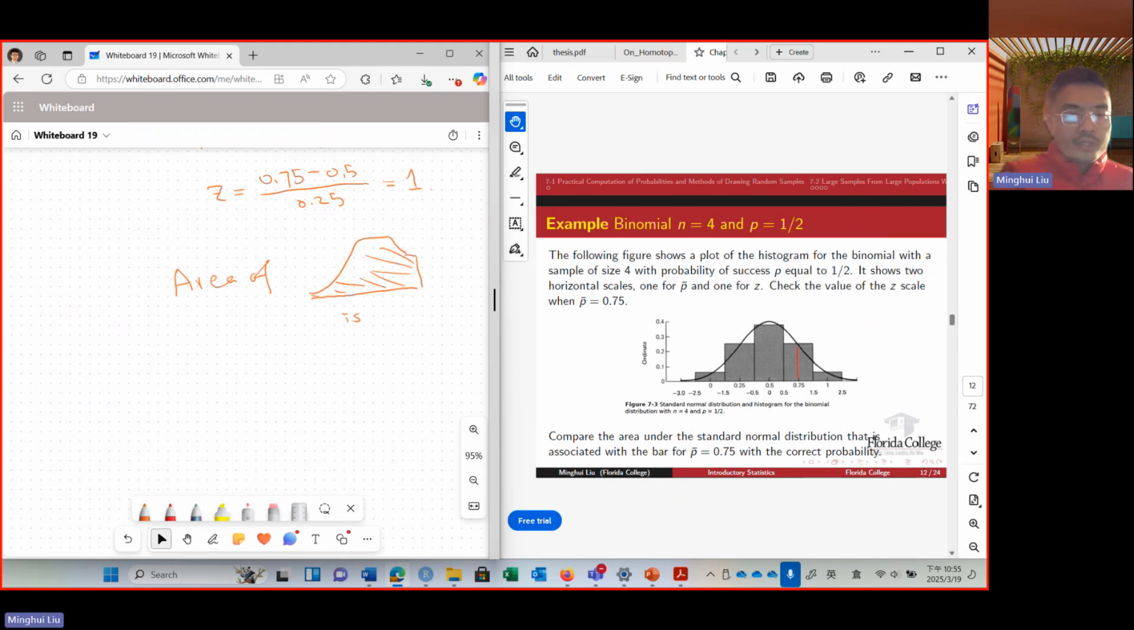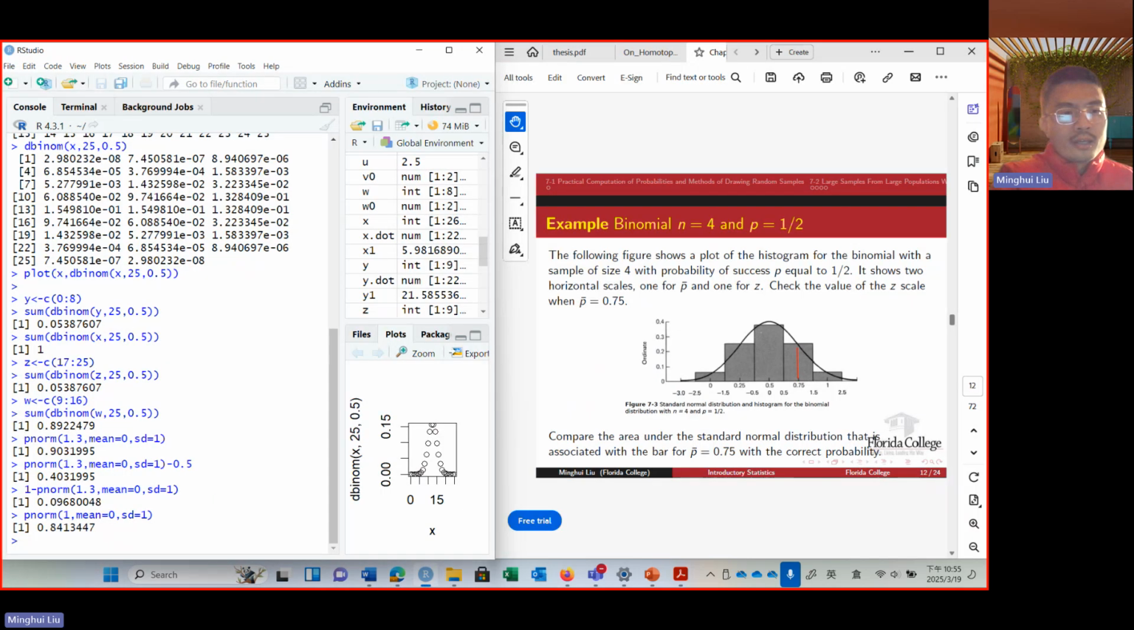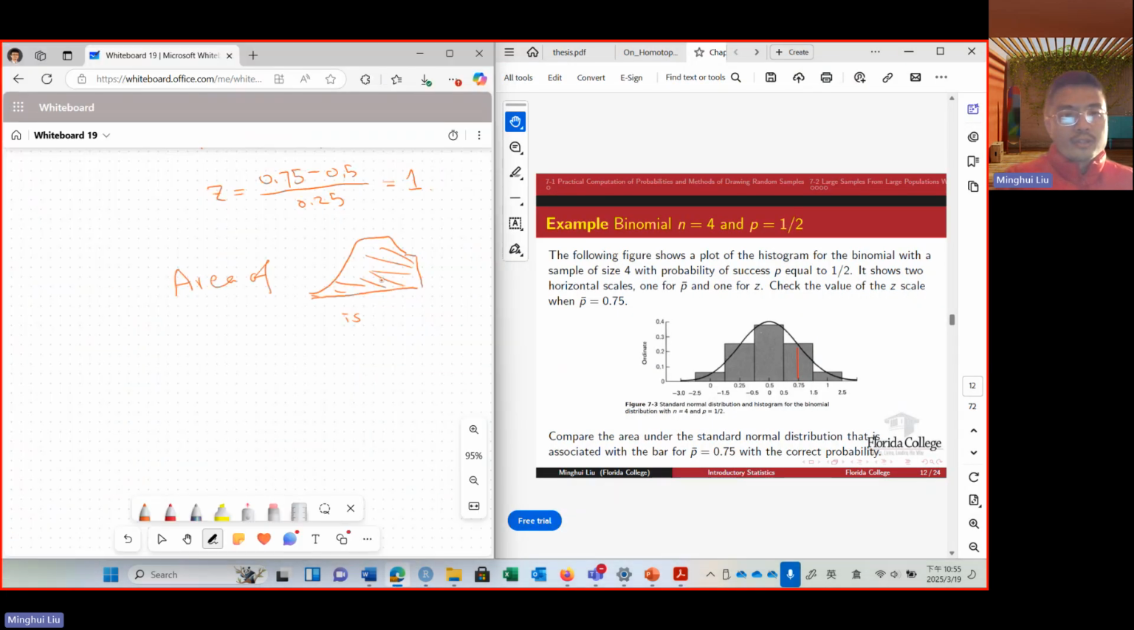Let's go back to R and check our results. So our result shows that it is 0.841. So it's about 0.841. Let's go back to our whiteboard, and it's 0.841. Now, what we can do is also the area of the total of all those vertical bars except for the last one. So we're going to do these 4 vertical bars.